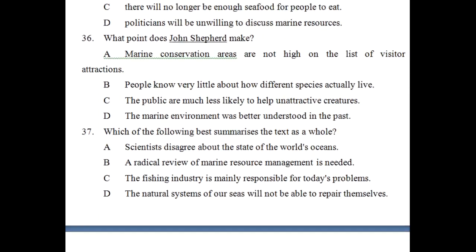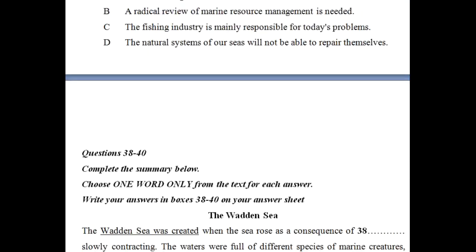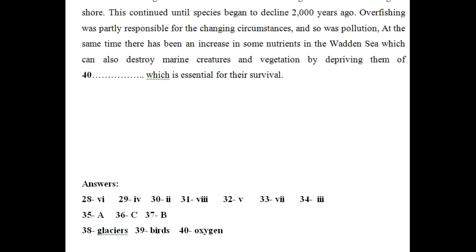Fine. The last question: which of the following best summarizes the text as a whole? Oh, you can't do anything about this particular question because you're not going to get this answer anywhere. Based on what you have read so far, you have to find out an answer. So I'm just going to tell you the one answer which is correct here. This is the correct answer: a radical review of marine resource management is needed. All these answers are mentioned at the end of this entire question set, so don't worry if you're not able to find the answers.